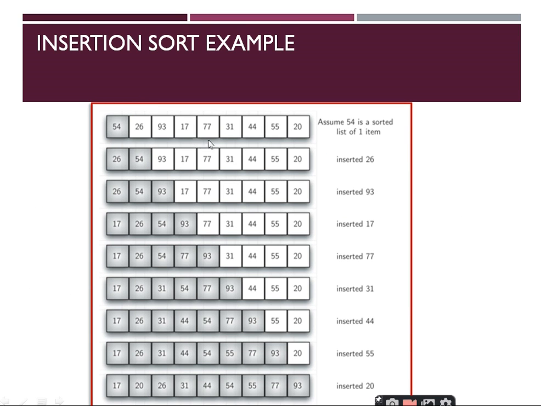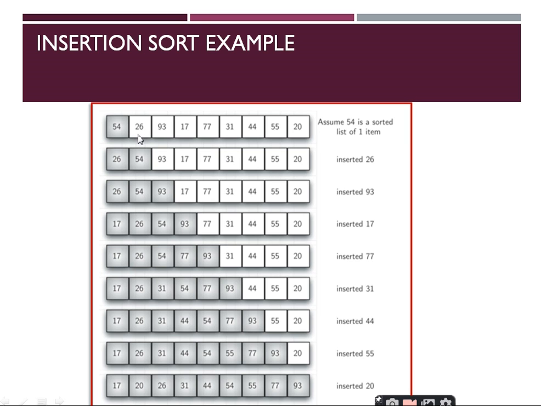See here, we are assuming that the list is empty. We begin at the first element, assuming 54 is the first element and it is already sorted. So we simply insert it into the given list. The shaded portion indicates that this is the sorted sequence list. So first time we inserted 54, then we switch to the next element, that is 26.